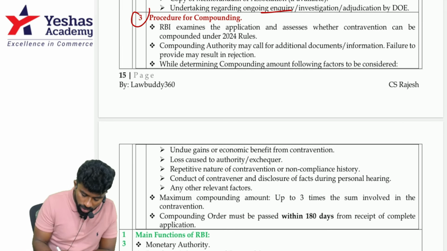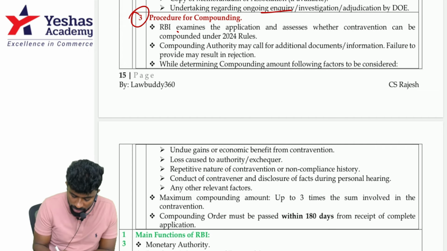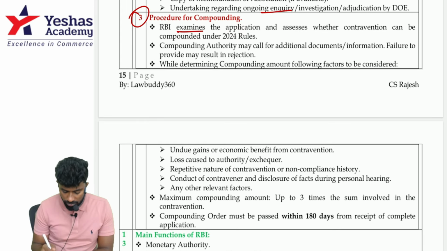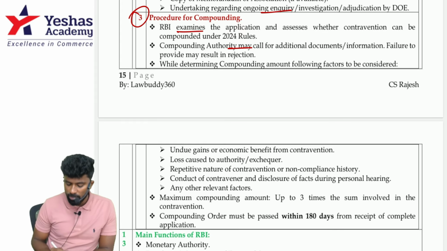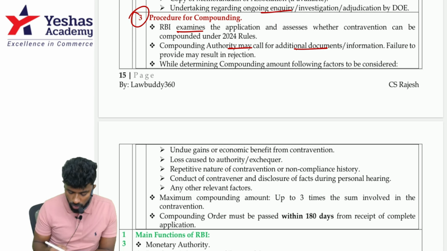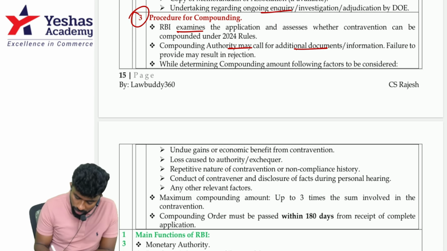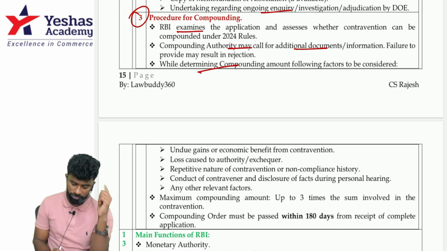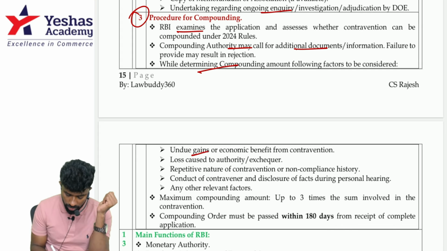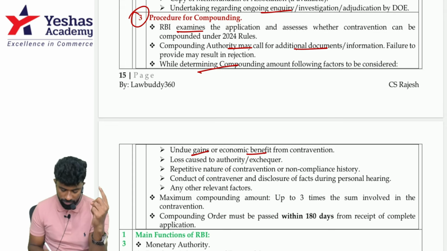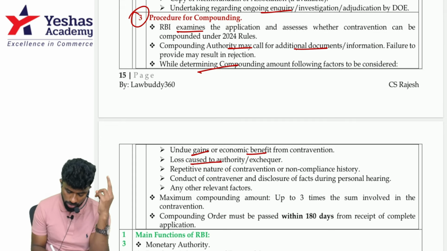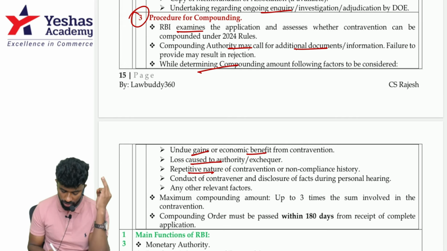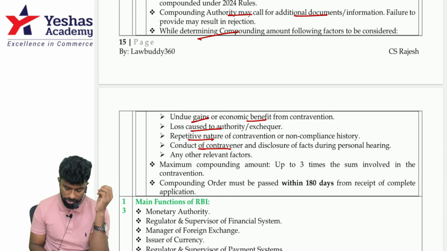Procedure for compounding, how the compounding is done, who examines the application? Compounding authority may call for what documents? Additional documents and information. While determining the compounding amount, the following factors will be considered. What is the first one? Undue gains or economic benefit from the contravention. Second one, loss or cost to the authority. Third one, repetitive nature of the contravention. Fourth one, conduct of the contravenor or any other relevant factors.